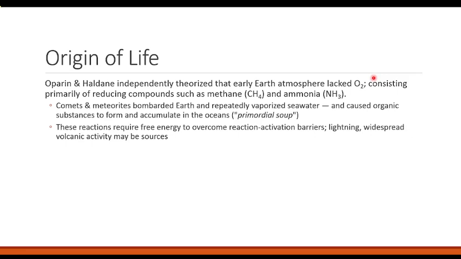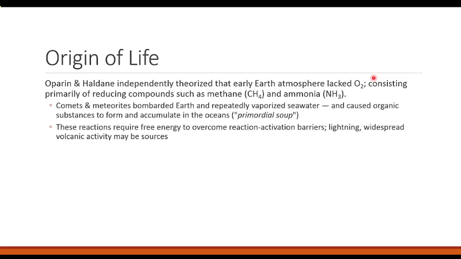Even for plants, they still require oxygen. Okay, so the early Earth atmosphere consisted primarily of reducing compounds such as methane and ammonia. These reducing compounds are found in the atmosphere and are not very conducive to life. So what happened? What the theory says is that comets and meteorites bombarded Earth and repeatedly vaporized seawater.